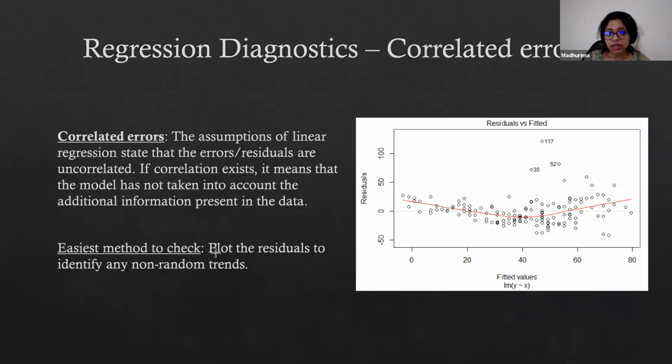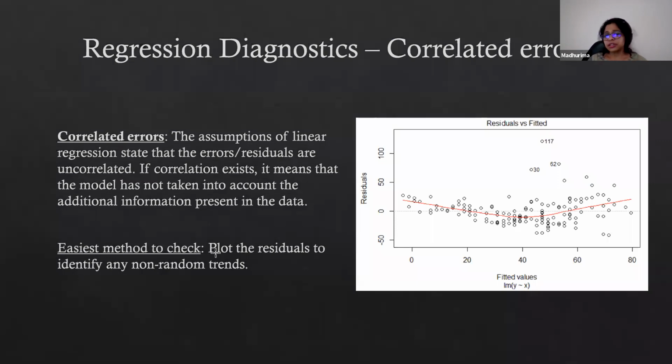So the last of the regression diagnostics is the correlated errors. Again, going back to the assumptions of linear regression, all our residuals have to be identically independent, which means they have to be uncorrelated. If a correlation exists, that means that there is some information in our data that the model has not taken into account. And that is why that information is now present in the residuals.